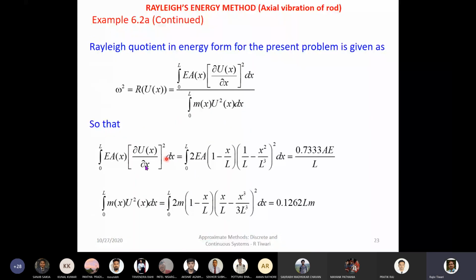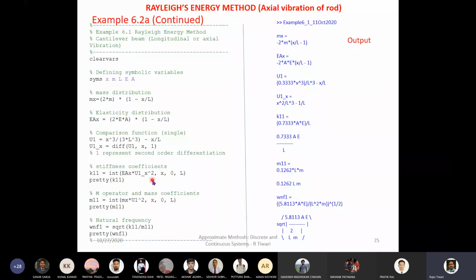Here this integration also can be done in MATLAB or in Scilab. This is the function which we need to integrate, E x u1' x whole square, and then integration has to be done with respect to x. Limit is 0 to L, and then this potential energy, similarly kinetic energy, and then we can take the ratio, take the square root, all things can be done here. And you can see this is the output.